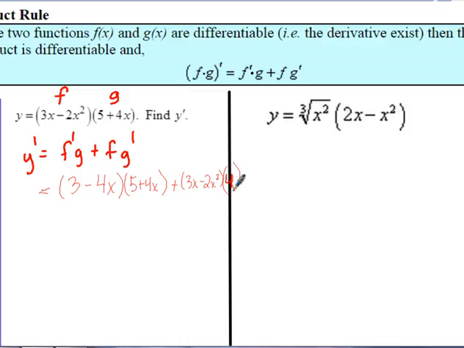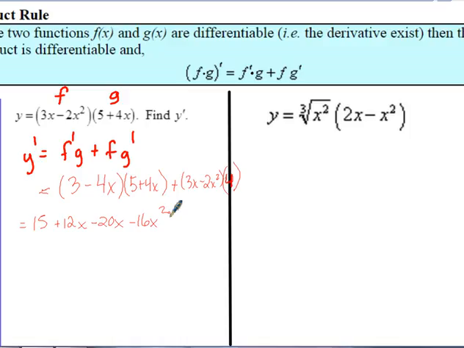Now, I did take the derivative. Now all I have to do is simplify. What are these things up front doing? They're FOILing, right? So they're being multiplied. So we can FOIL everything. So 3 times 5, of course, is 15. 3 times 4x, of course, is 12x. Negative 4x times 5 is negative 20x. Negative 4x times 4x, negative 16x squared.